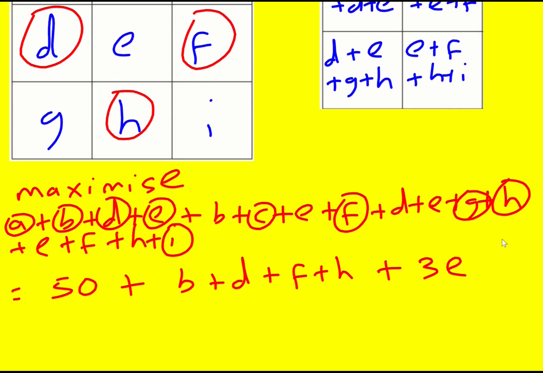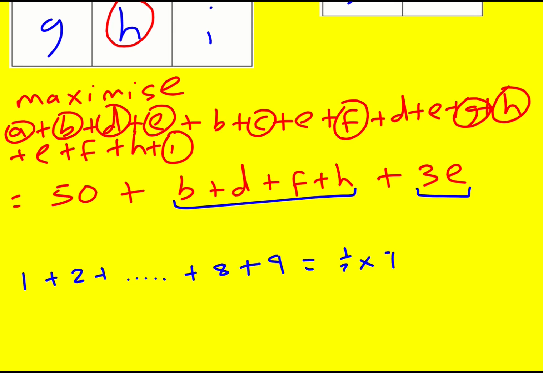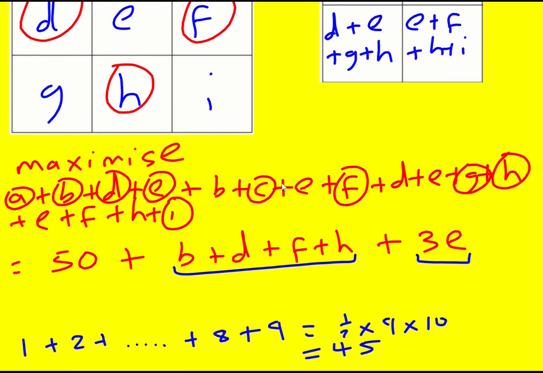Okay, so this is what I'm trying to maximize. So we want to think about how we can make this as large as possible, and really we want to make the E as large as possible. And then after that, B, D, F, and H. They're secondary because I'm multiplying E by 3. Right, well remember, 9 numbers at the bottom add to 50. So let's say I was just to add all the numbers from 1 to 9, then that would be a half times 9 times 10, 45. So that is the smallest it could be on the bottom row.